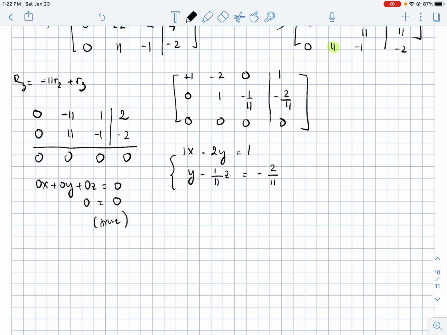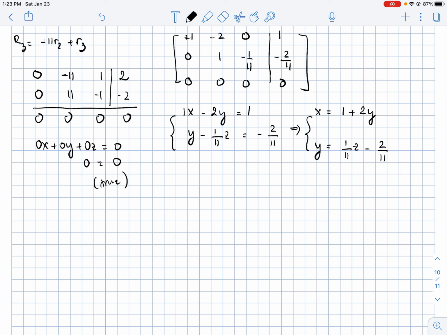We can convert everything in terms of z. We solve for x and y in terms of z, okay? So in the bottom, we solve for y, we add 1 over 11z to both sides. And then to solve for x, we get 1 plus 2y, okay? Now I can plug in the y so that I have it in terms of z. So x equals 1 plus 2 times 1 over 11z minus 2 over 11. So distribute.